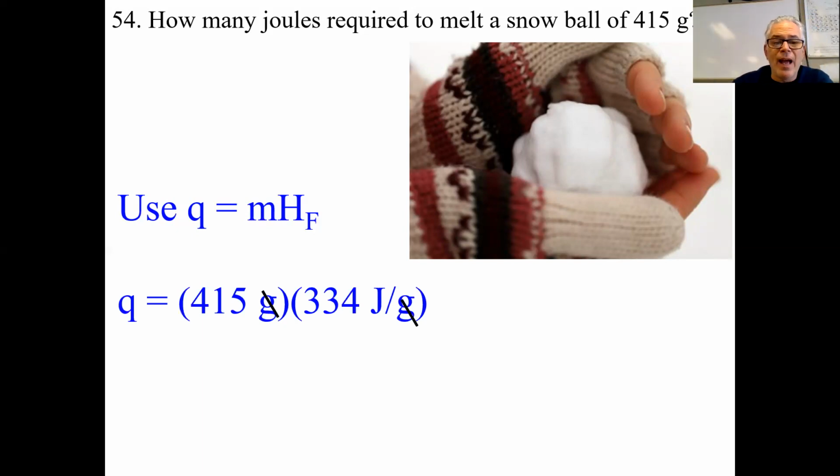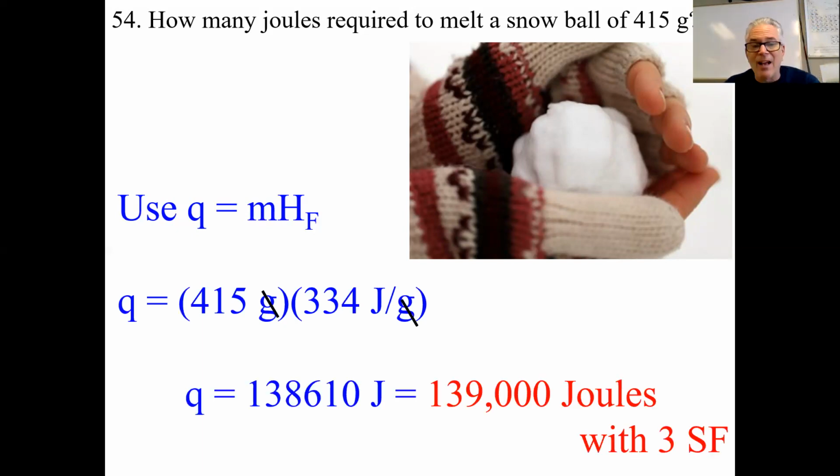138,610. What do I get? 138,610. We round it to 3 significant figures. 139 joules, 139,000 joules. This is not hard. A snowball goes down your back. You can understand that. How much energy does it take to melt?